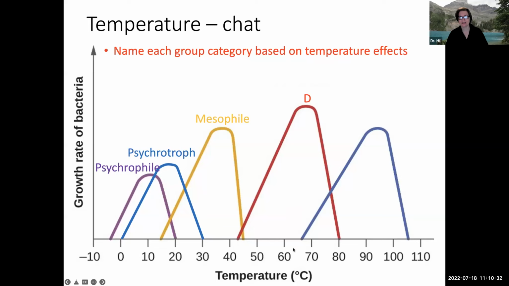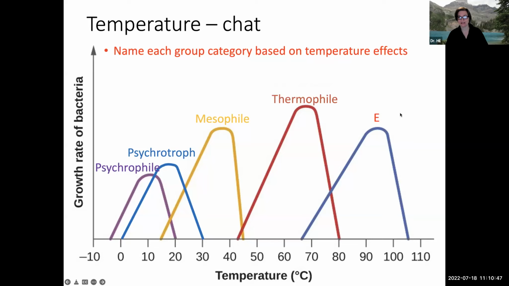Now, how about these guys? They like a good 65-degree day, which would boil us. They can live pretty hot. At human body temperature, they're going to be way dead. These are thermophiles, heat loving.